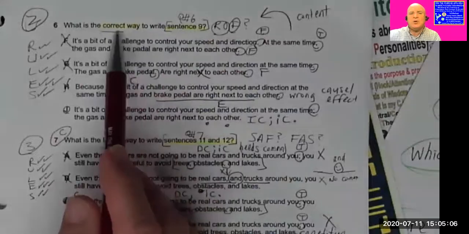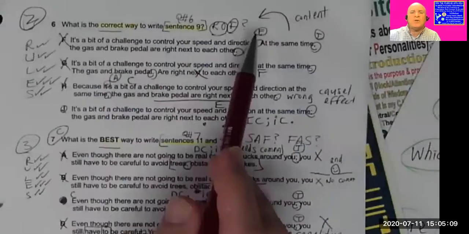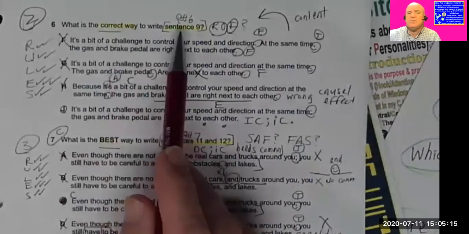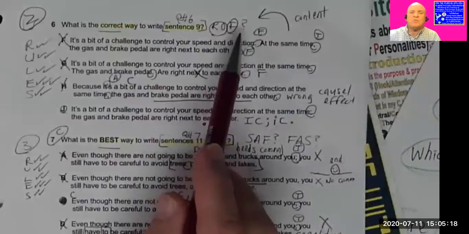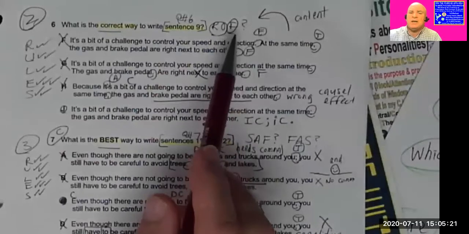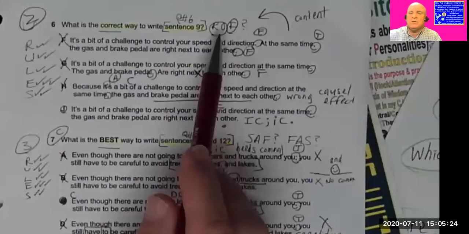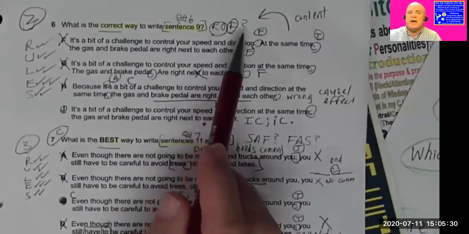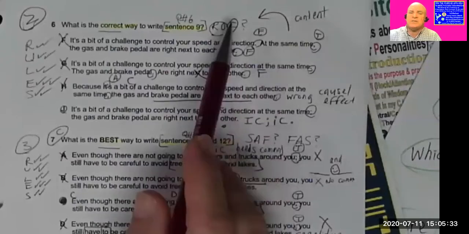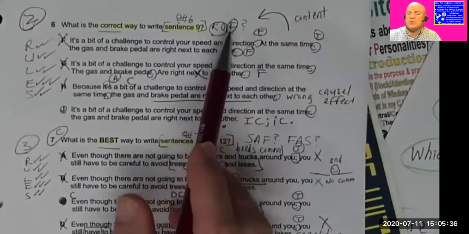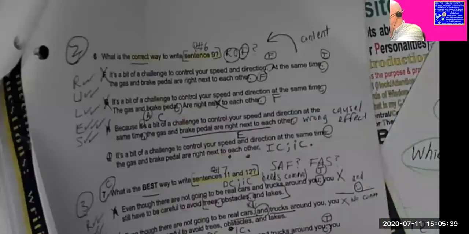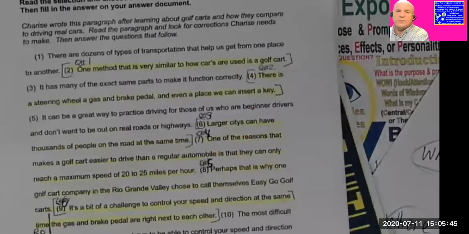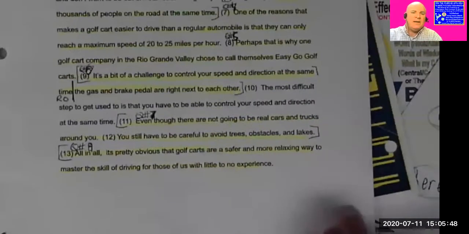As soon as we see correct, we're going to write ROCK with a question mark, because sometimes with correct and best, it will still be CUPS, but we're going to write ROCK because we're going to check and see, is what we look at in sentence 9 a run-on or a fragment first? And if it's not, then we'll label CUPS afterwards. We just have to check the content to see what is sentence 9 about. So we'll look at sentence 9 back in the passage. Notice I'm not even reading anything else.